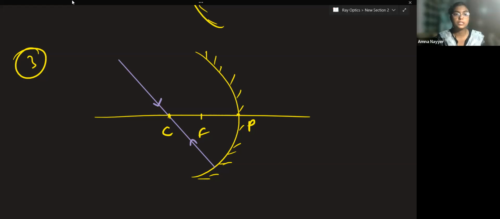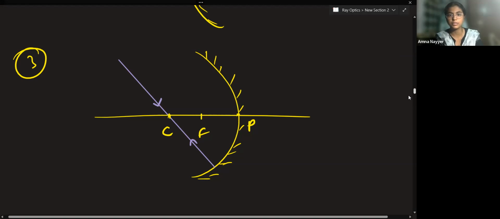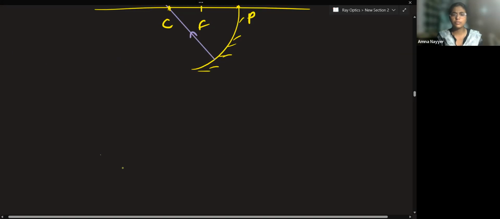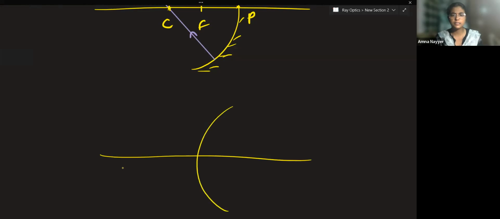For both the mirrors, for convex mirror and for concave mirror, it retraces exactly the way its path has been. So for convex also, if you wish, you can draw it like this. Center of curvature, this is focus, this is pole. So if a ray of light is passing through the center of curvature, it will retrace its path.